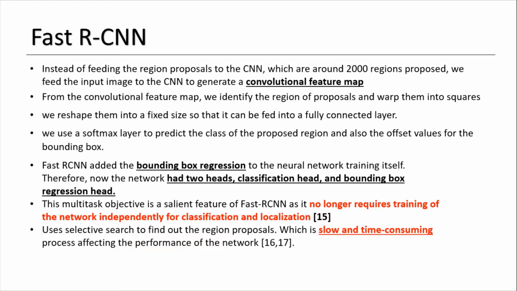From the region of interest feature, we use a softmax layer to predict the class of the proposed region and also the offset values of the bounding box. Fast RCNN added bounding box regression to the neural network training itself. Therefore, now the neural network has two heads, a classification head and a bounding box regression head. This multitask objective is a salient feature of Fast RCNN, as it no longer requires training the network independently for classification and localization. These two changes reduce the overall training time and increase the accuracy in comparison to SPP, spatial pyramid pooling net, because of the end-to-end learning of the CNN.